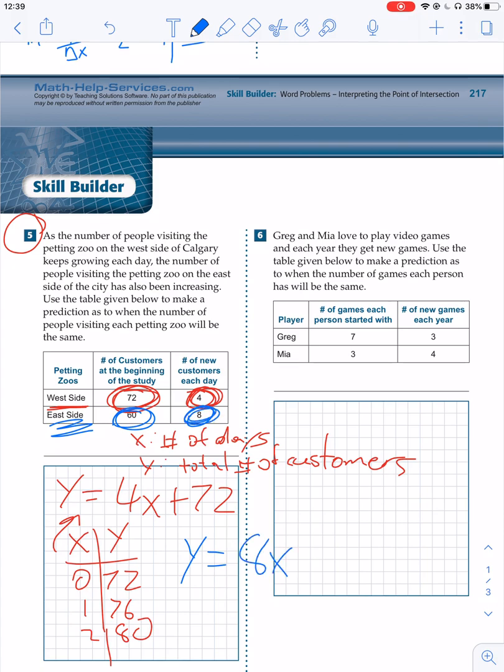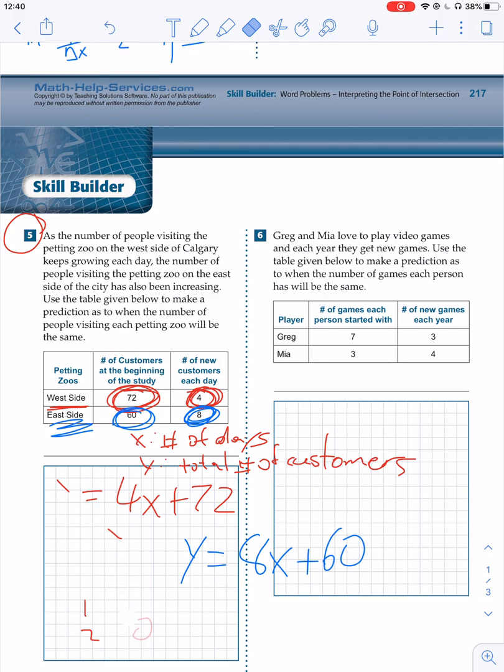So this would be 8x plus 60, okay? And now the point of intersection will be the point where both zoos will have the same customers. Okay, so how do you find the point of intersection? Please do not graph this.